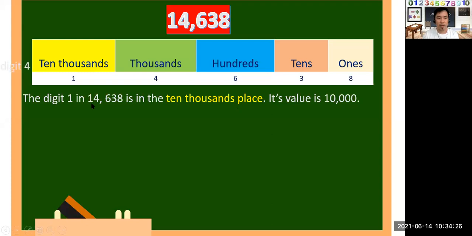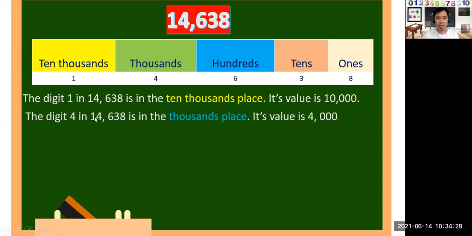Okay, next, the digit four. A while ago we talked about number one, right? This number one here is 10,000. Here the number four, the digit four in 14,000 is in the 1,000th place, and its value is 4,000. The value of this number is 4,000, and the place value of this number is 4,000th place. This one is place value, this one is digit value.